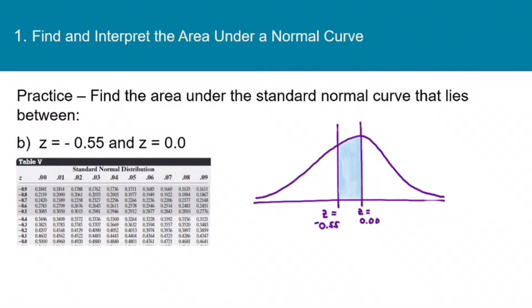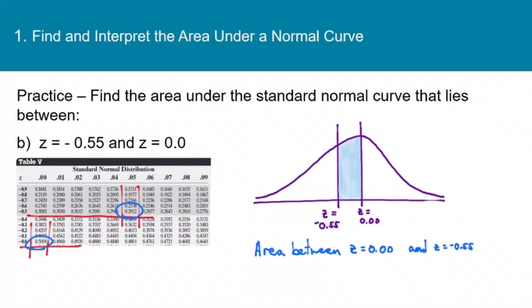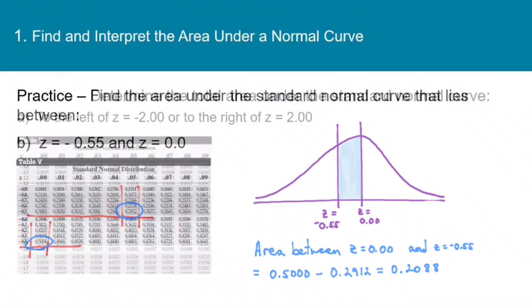Now to find this area, we'll look up the area to the left of 0.0, and that's going to be 0.5, of course. And then we'll look up the area to the left of negative 0.55, and that's going to be 0.2912. So the area between those two scores is 0.5 minus 0.2912, which is 0.2088. So the area between these two z-scores, again, is 0.2088.